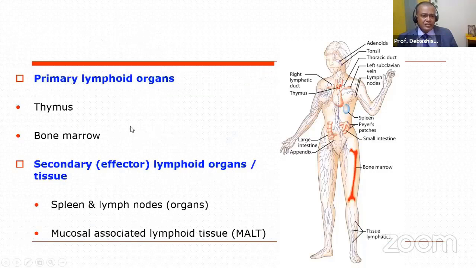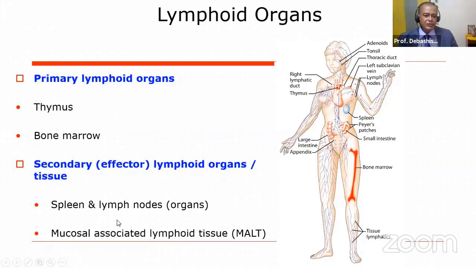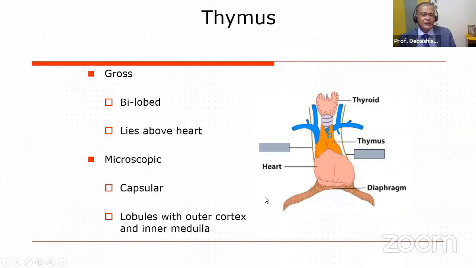The immune organs include the primary lymphoid organs and the secondary lymphoid organs. Primary include thymus and bone marrow, and secondary ones include spleen and lymph nodes, as well as mucosa associated lymphoid tissue, which is present in the gastrointestinal tract as well as the respiratory airway epithelium and few other tissues.